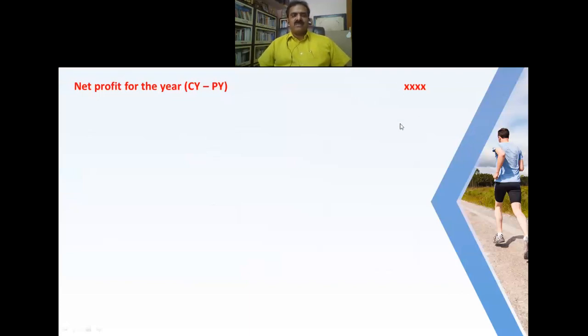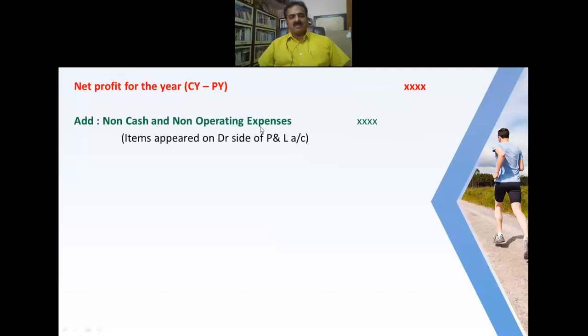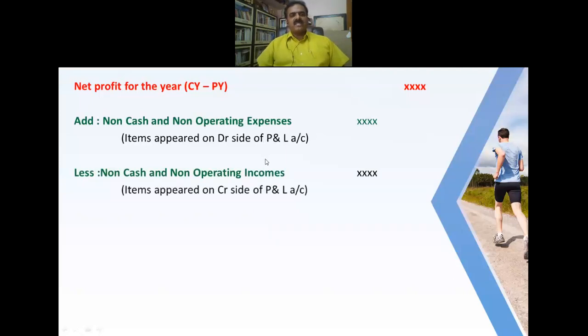For this net profit, you need to do the adjustments pertaining to non-operating items. These are non-fund or non-cash items, such as expenses or incomes. All non-cash expenses are to be added, in simple terms, the items appearing on the debit side of the profit and loss account. And all non-cash and non-operating incomes are to be deducted, that is to say, items appearing on the credit side of the profit and loss account. This is the first step to be followed in the case of cash flow from operating activities.